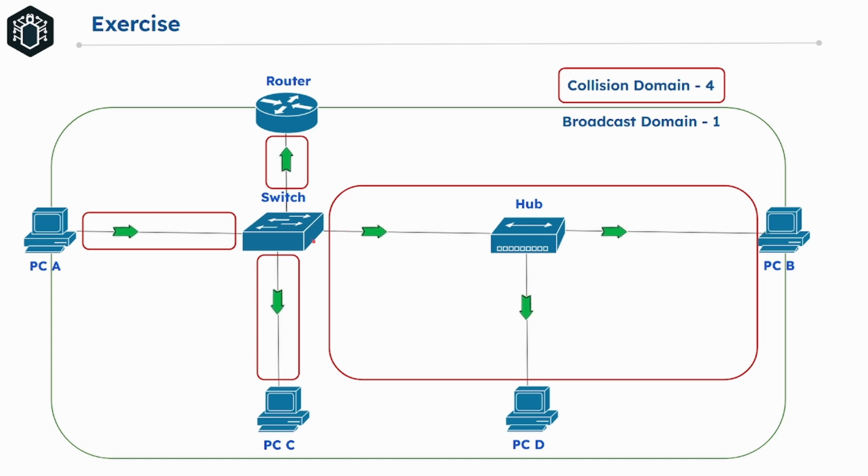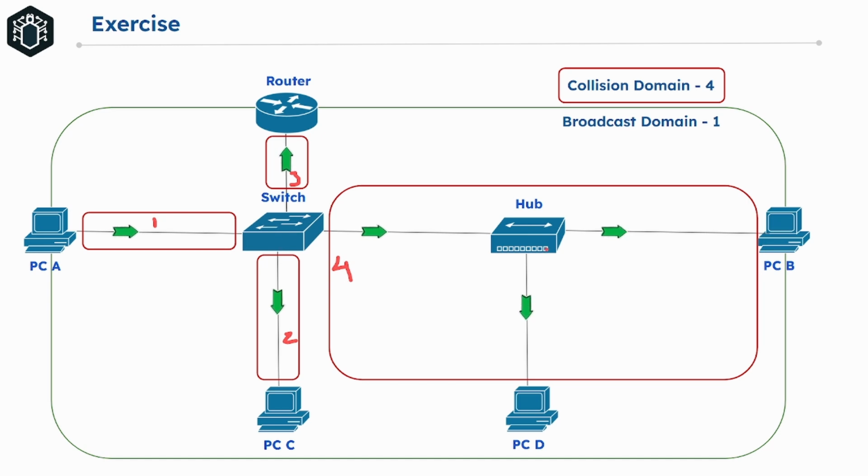Now, let's count. There is one collision domain from PC A to the switch, one from the switch to PC C, and one from the switch to the router. And the last, which is an important part, the hub side, is the fourth collision domain. So let's understand this a little bit more in depth.